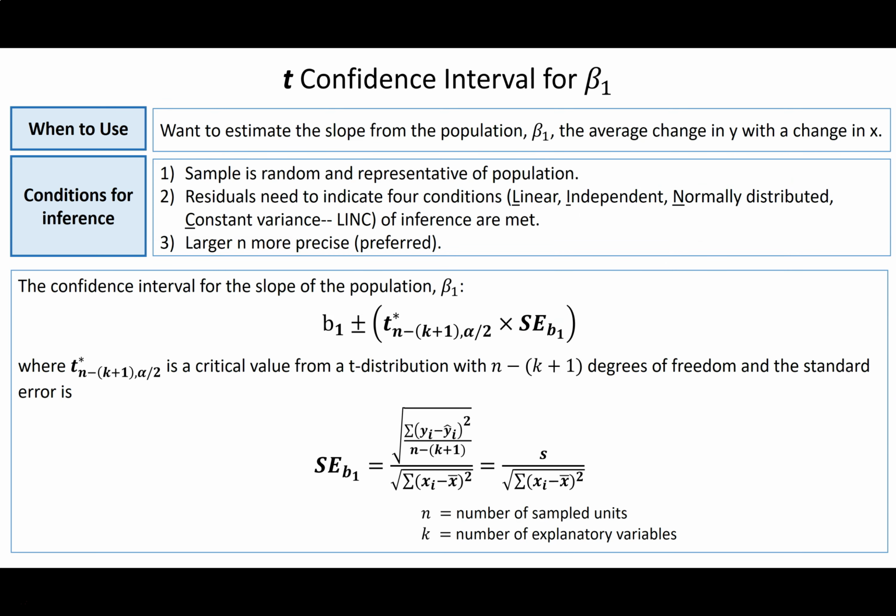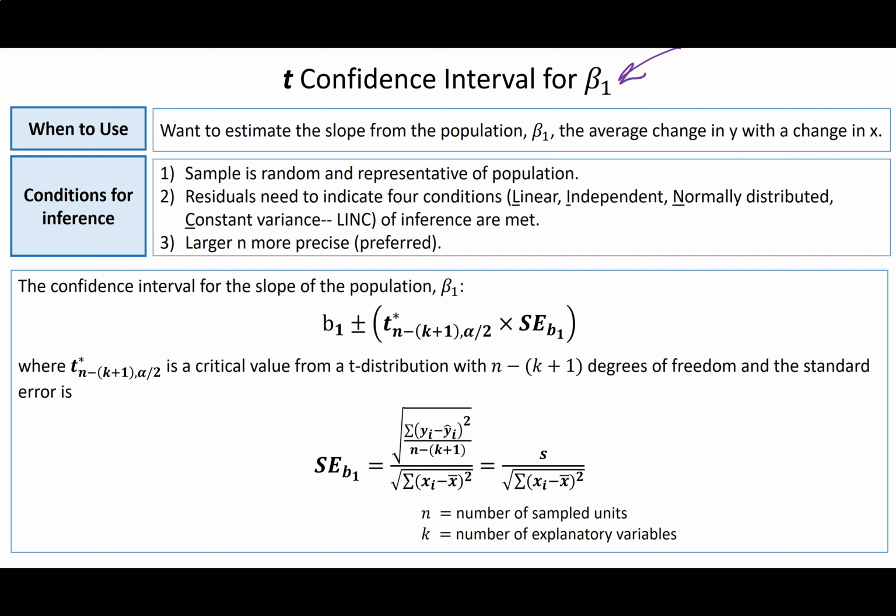Now we're looking at t-procedures for a confidence interval for beta 1. Be very, very careful about the subscript; we will be particular about this one. We want to estimate the slope from the population, the average change in y with a change in x. Most of the time, if we have context, we're going to put it here. So with the GPA example, if we want to estimate beta 1, we want to estimate the average change in college GPA observed when we have a change, or usually an increase, of 1 in the high school GPA for all students at this small college.